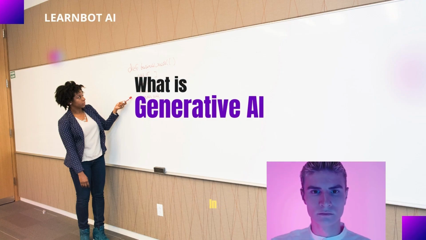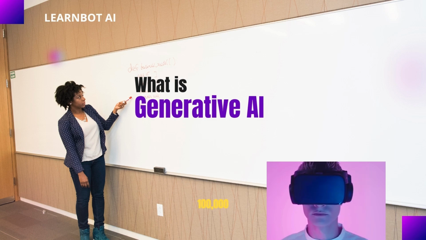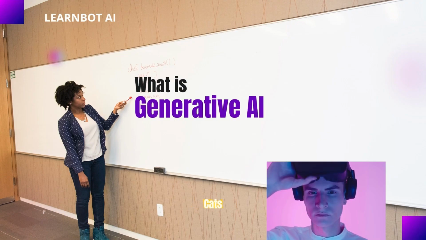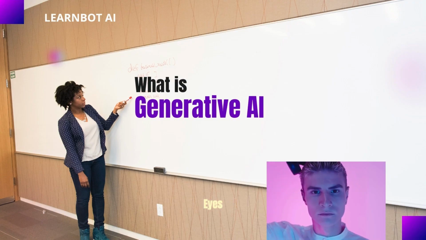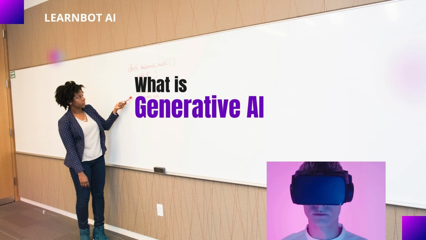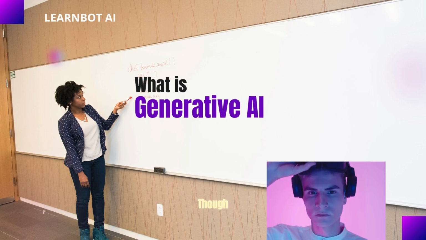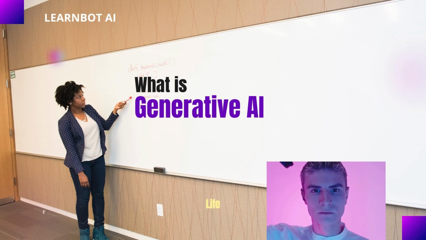How does it work? In simple terms, let's say you train a computer by showing it 100,000 images of cats. Over time, it begins to understand what cats generally look like: ears, eyes, whiskers, tails. Now, tell it, create a picture of a cat riding a bicycle. Guess what? It will generate a brand new image that looks real, even though no such photo exists in real life. It's not copying, it's creating. That's the magic of generative AI.